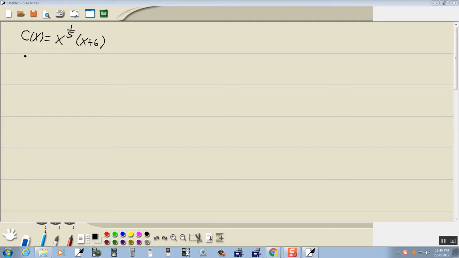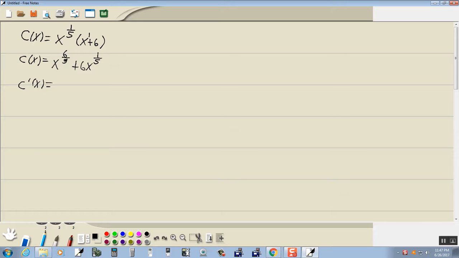Okay, in this problem, I might think it's easier to actually multiply the x to 1/5 through. So x to 1/5 times x to the first, you get x to a power times x to a power, you add the exponents. 1/5 plus 1 gives us 6/5. So we got x to the 6/5, and x to 1/5 times 6 gives us 6x to the 1/5. Now you could use a product rule, but again, I think this would probably be easier.